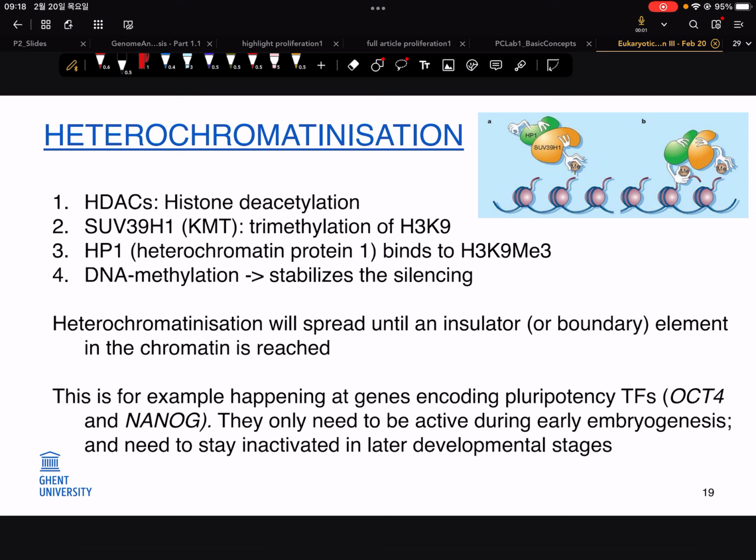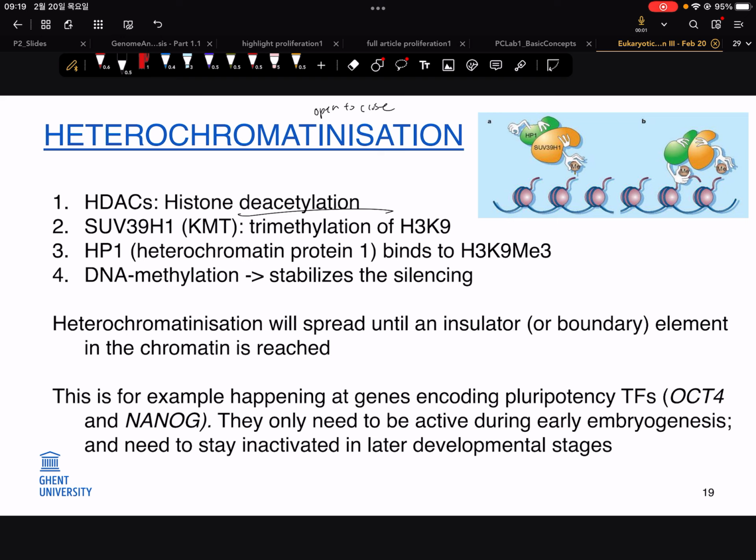So if you now want to go from euchromatin, the state that I just described, towards heterochromatin, and the genome wants to change the status of the chromatin at specific locations, then you need some steps. And as I said, histone modification is the most dynamic and typically comes first. So the first thing that will happen is the histones will be deacetylated by HDACs. After that happens, SUV39H1, in humans, which is what we are describing here, is a human lysine methyltransferase. It will trimethylate H3K9.